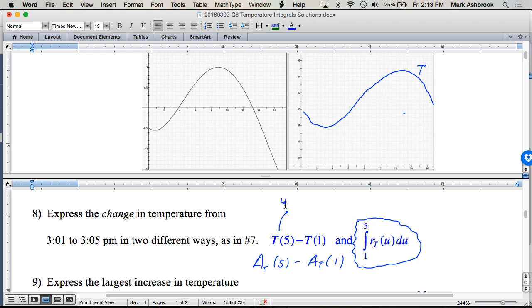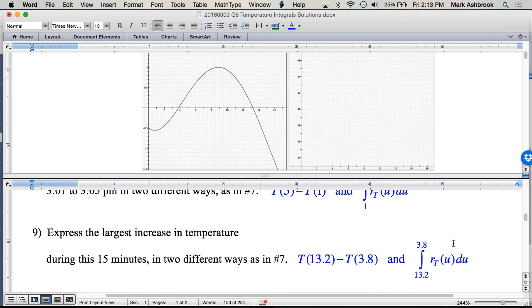It would be 40 plus the integral. And this would have the 40 plus the integral. So what happens when you subtract? They go away, right? They go away, and you're just left with an integral, okay? Largest increase in temperature, same idea.